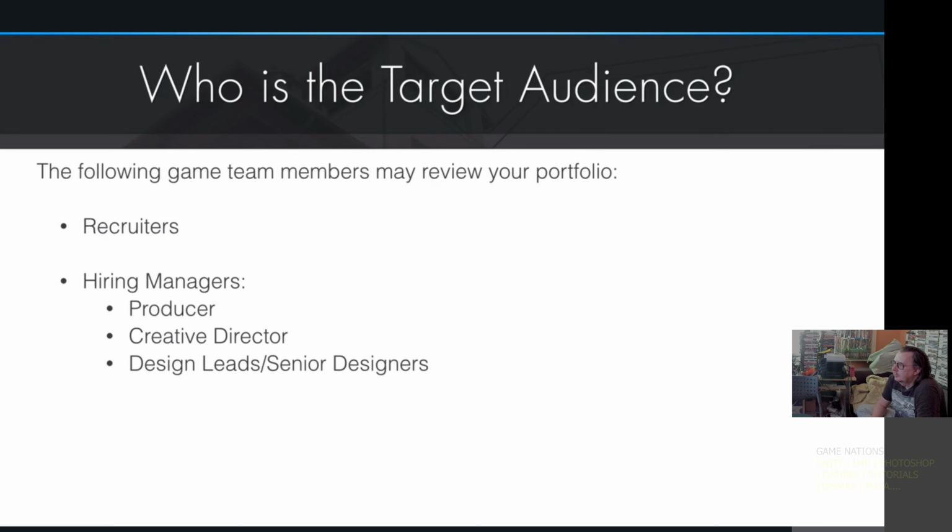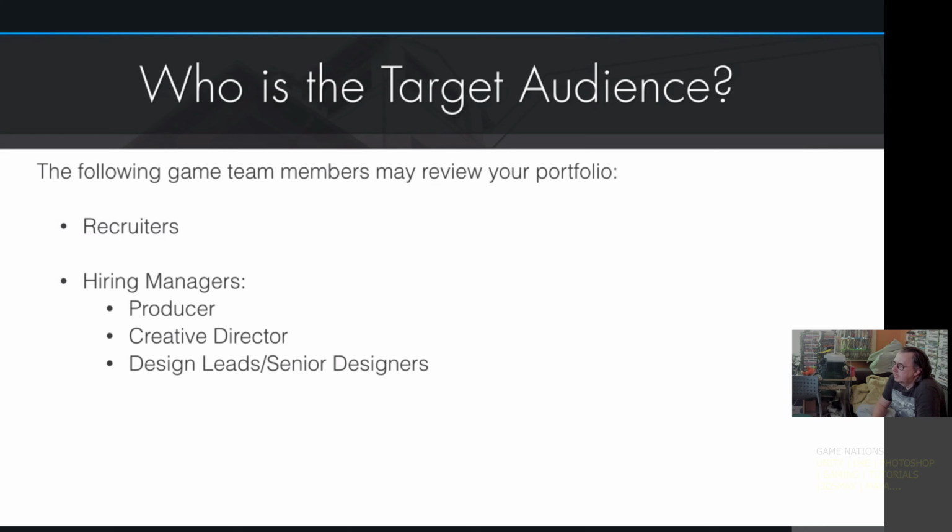Then, like we just said, there are design leads and senior designers. For the purposes of what we're talking about right now, we're looking at them as being leads or senior specialists of particular areas of the game. And if the junior level designer or game designer position is for a particular area, only those leads or specialists in that area will be involved in the hiring process.